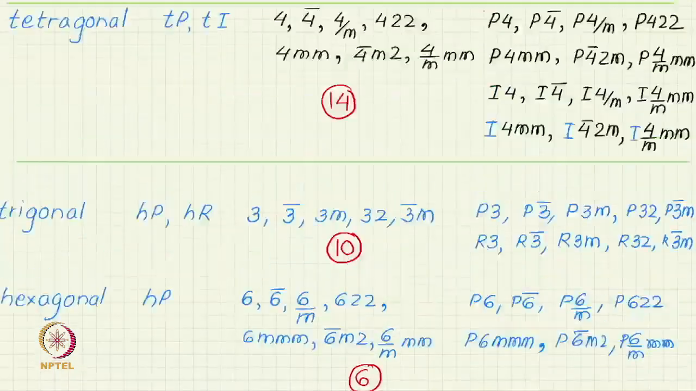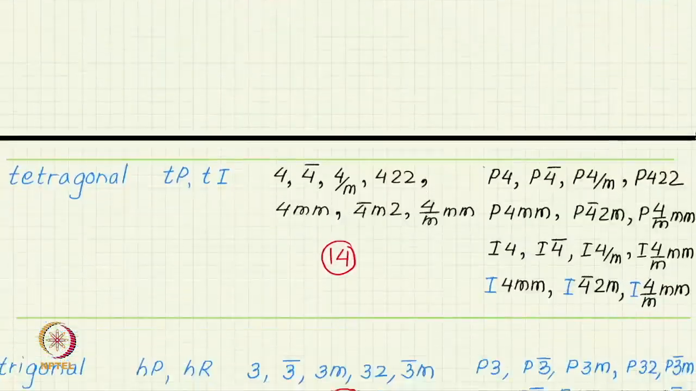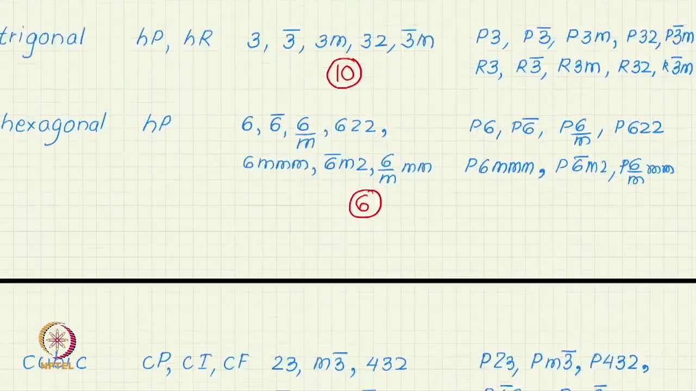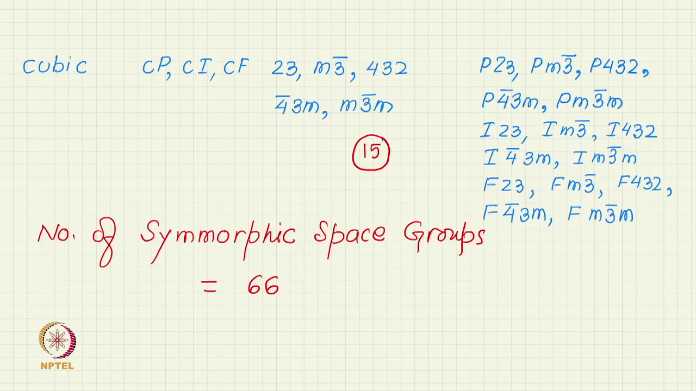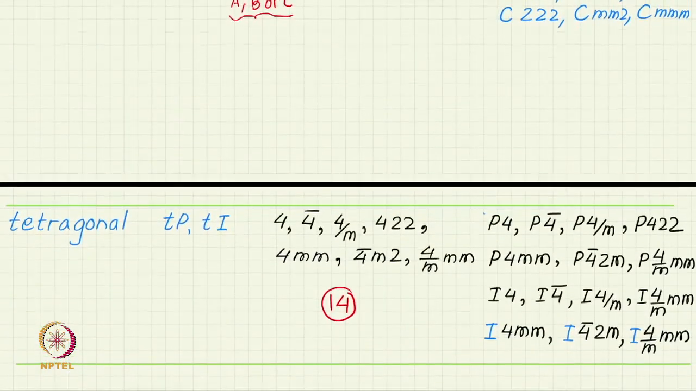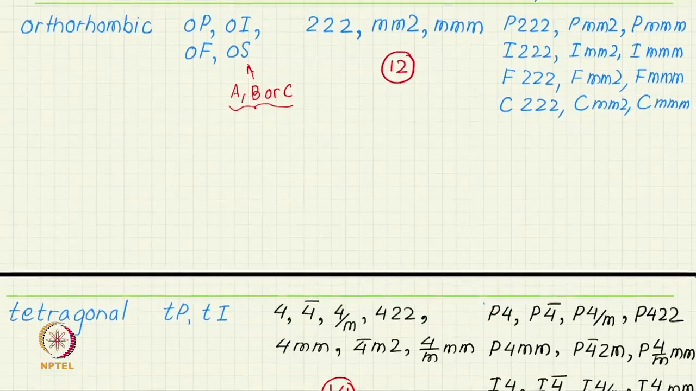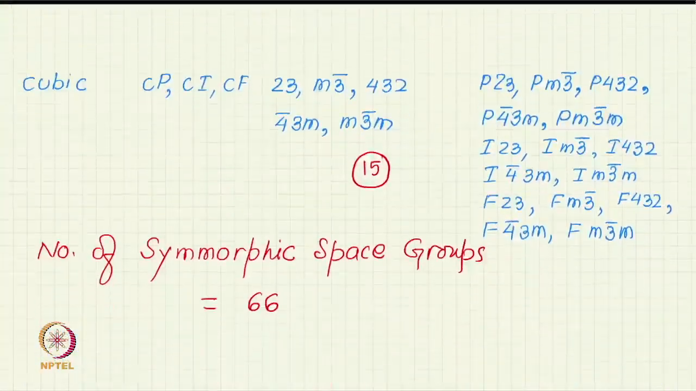So, if you add all these numbers, 2 plus 6 plus 12 plus 14 plus 10 plus 6 and 15, you get the number of symmorphic space groups which we have generated, which is 66. However, as we noted in the title to this video, there are 73 space groups. So, 7 of them are still missing.